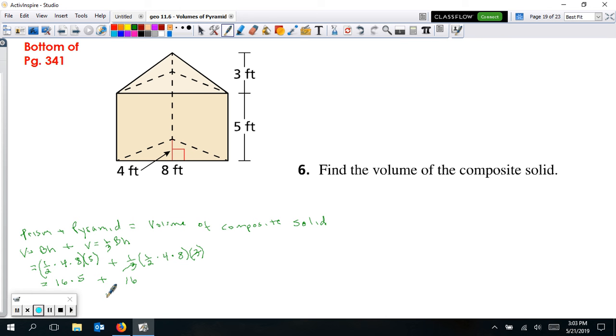So we're going to end up seeing 80 plus 16. And so our final answer is going to be 96. And we're in feet, so it's going to be feet cubed. And there's our volume for this composite solid.